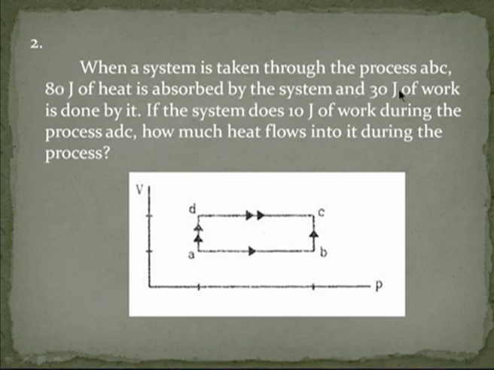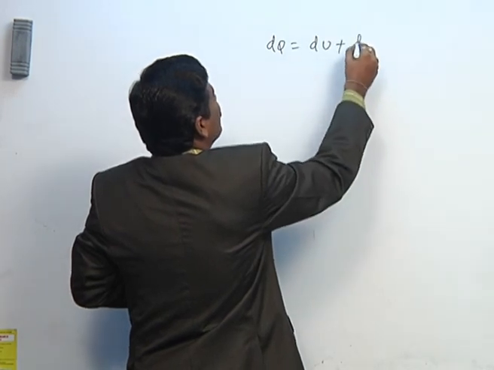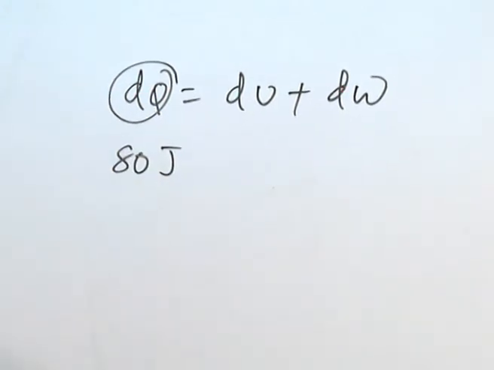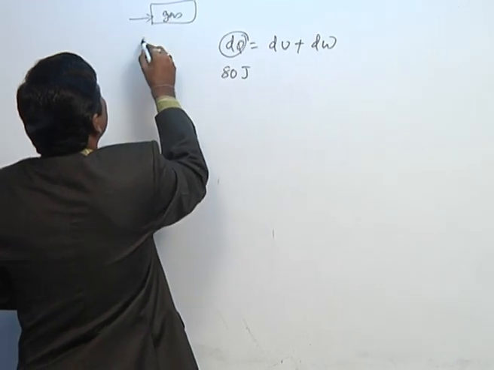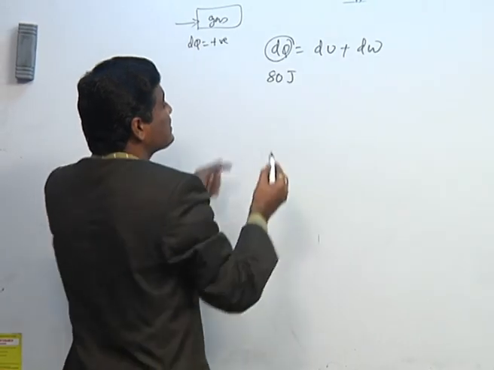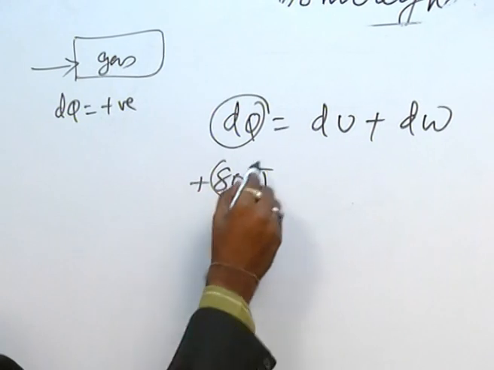In this case, 30 joules of work is done by the gas. By application of the first law of thermodynamics, dQ is equal to dU plus dW. Here 80 joules is absorbed by the system. So once again we can recollect our assumptions: if the heat is absorbed by the system, then dQ is positive. So 80 joules, here heat is absorbed by the gas, so we can take 80 joules as positive.